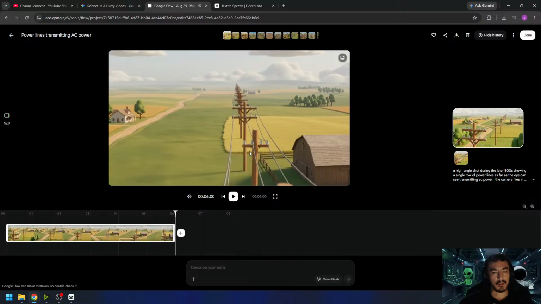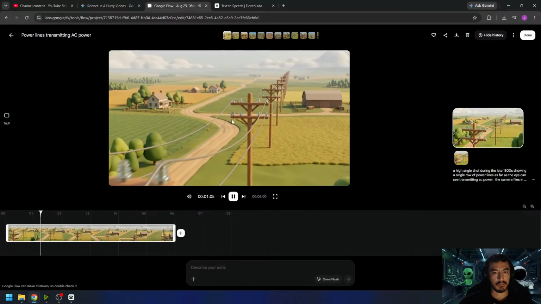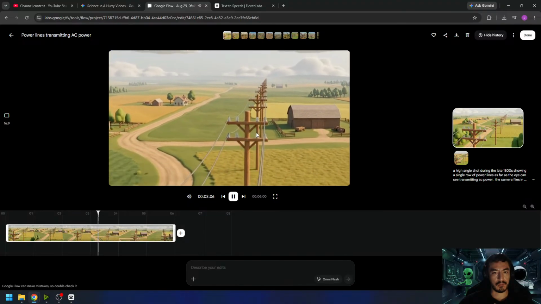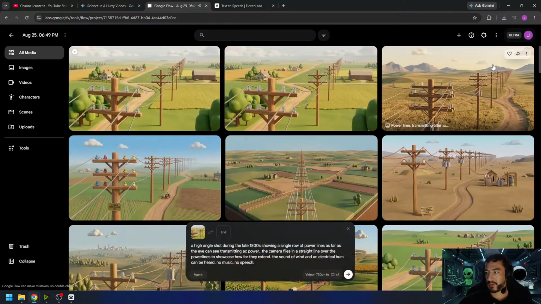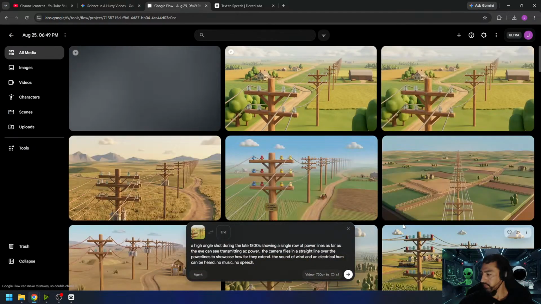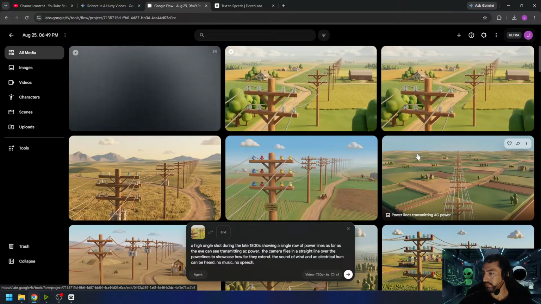You see, I hate it when it messes up. It kind of warps right there and there. So I'll regenerate, see if it can do a better job the second time around. Shouldn't be too difficult.